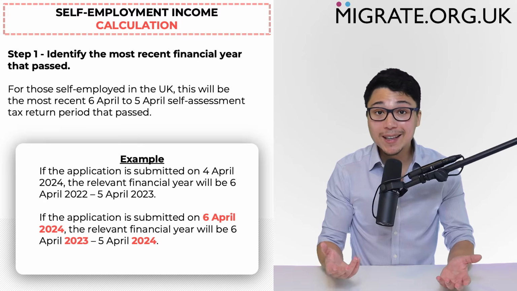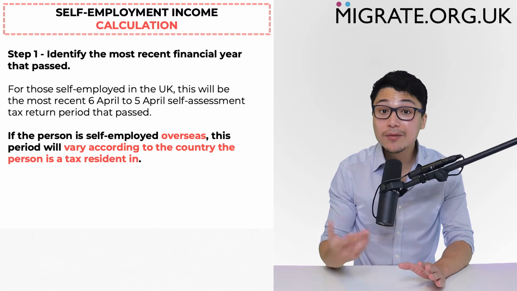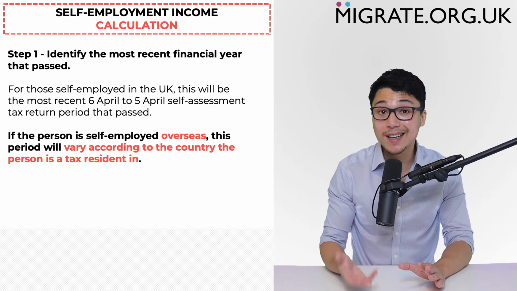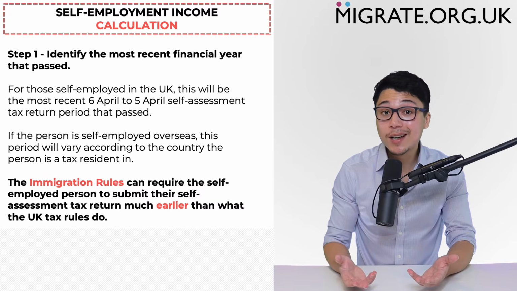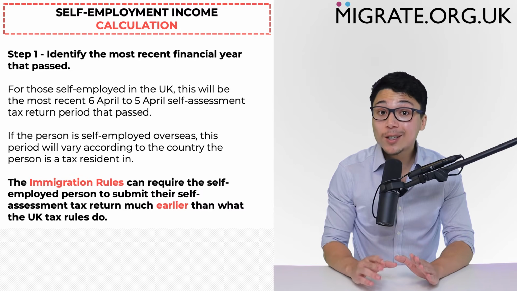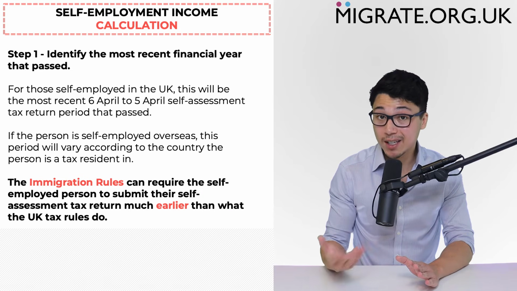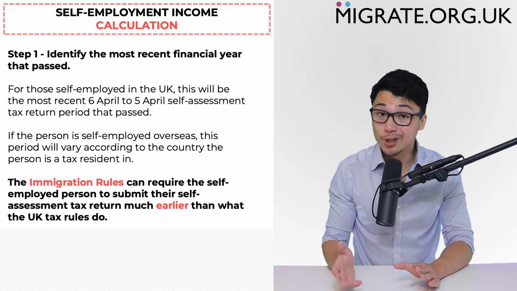2 points are worth making here. Firstly, if the person is self-employed overseas, this period will vary according to the country the person is tax resident in. Secondly, the immigration rules can require the self-employed person to submit their self-assessment tax return period much earlier than what the UK tax rules do. Therefore, if you apply shortly after the 5th of April of any given year, even though HMRC will not require you to submit the self-assessment tax return, the immigration rules unfortunately do.